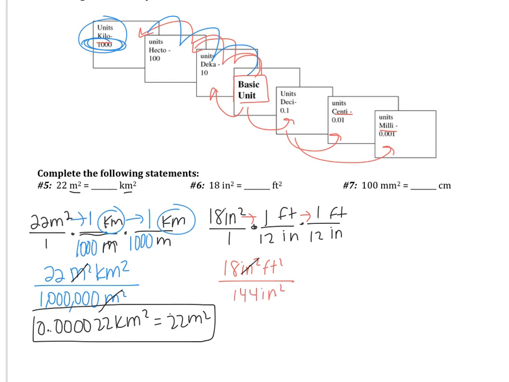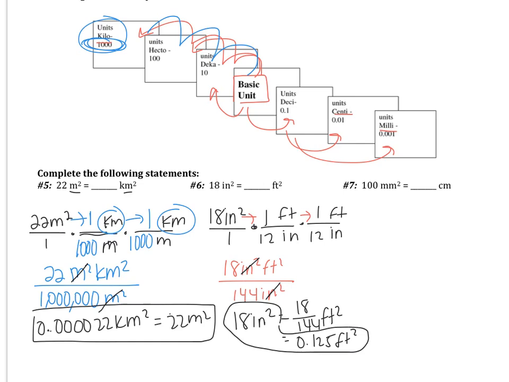Now this is good because those inches squared cancel out. That's what I don't want. I want feet squared. So I have 18 inches squared equals 18 divided by 144 feet squared, which ends up being 0.125 feet squared. So 18 inches squared is the same as 0.125 feet squared.